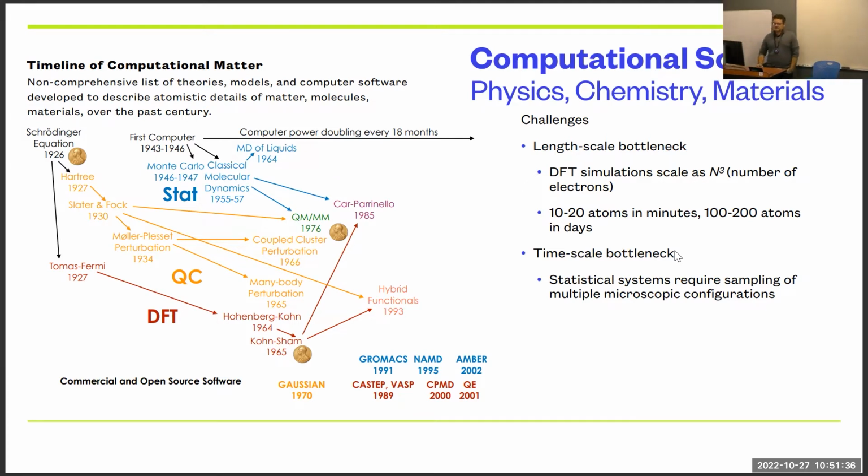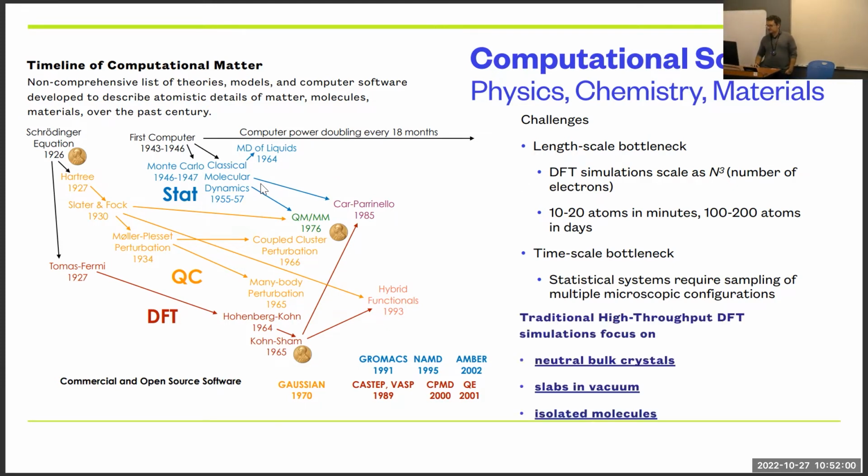And so traditionally, statistical simulations of matter have relied on classical descriptions of matter. And by the way, statistical simulations like Metropolis Monte Carlo or classical molecular dynamics really are among the first computational science applications that have run on a supercomputer. Traditionally, high-throughput DFT simulations focus on bulk crystals, slabs in vacuum, or isolated molecules.